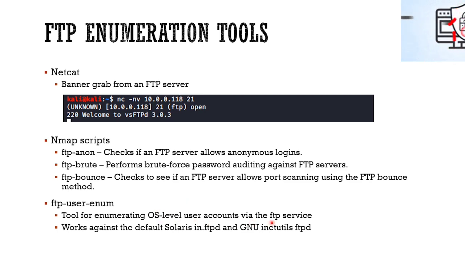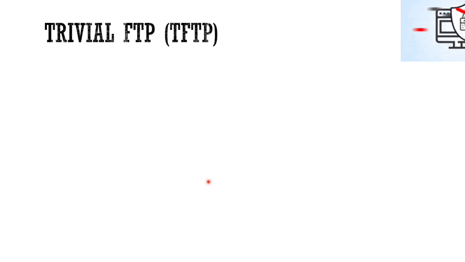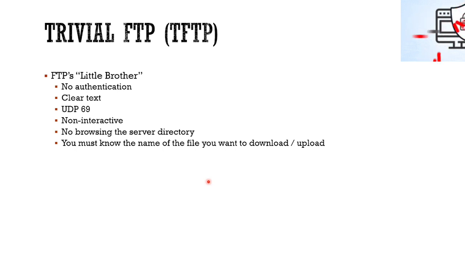Now we have FTP's little brother, TFTP, Trivial File Transfer Protocol. No authentication. Clear text, yes, UDP 69, non-interactive. You can't browse anything. You have to know the name of the file that you want to upload or download. But you might be able to guess. We typically use TFTP servers these days for uploading and downloading either operating system files or configuration files for network devices, routers and firewalls and switches.